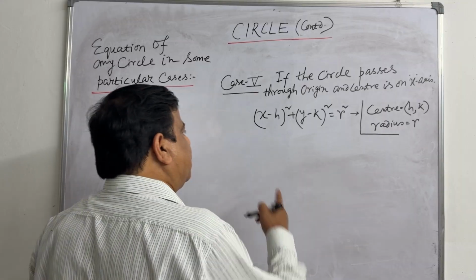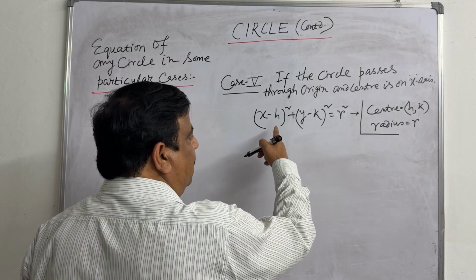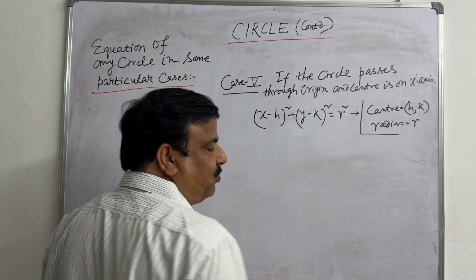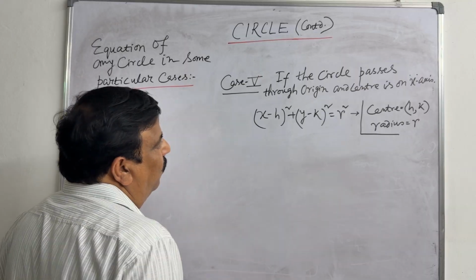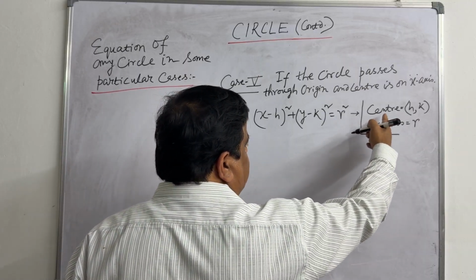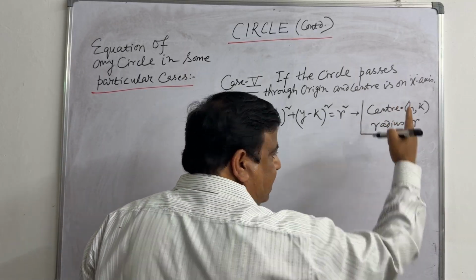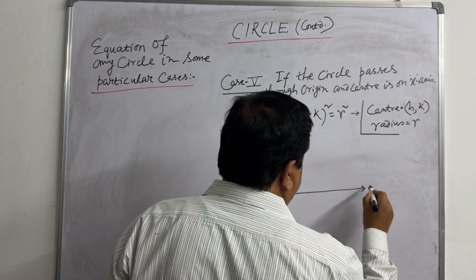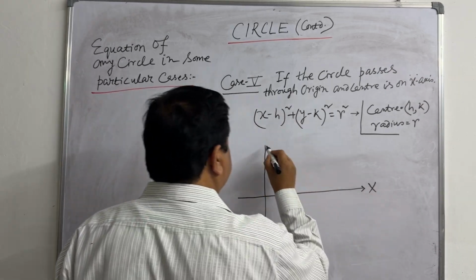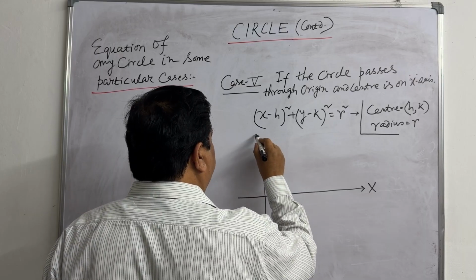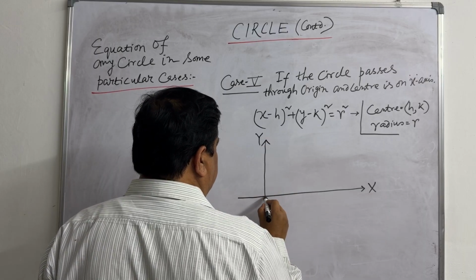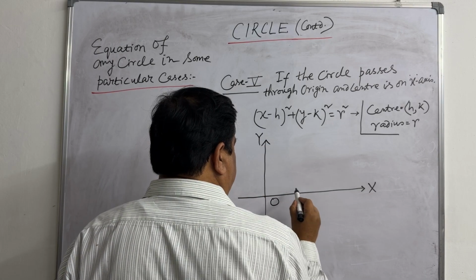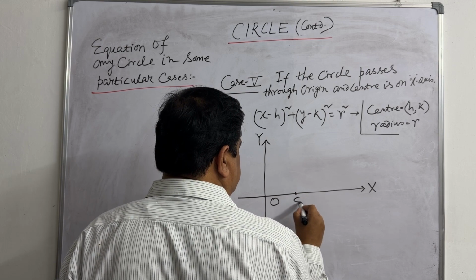Say the equation of the circle is (x minus h) whole square plus (y minus k) whole square is equal to r square, where the coordinate of the center is (h, k) and the radius is r. Now draw the circle. Say this is the x axis and this is the y axis. Here is your origin. This is C.